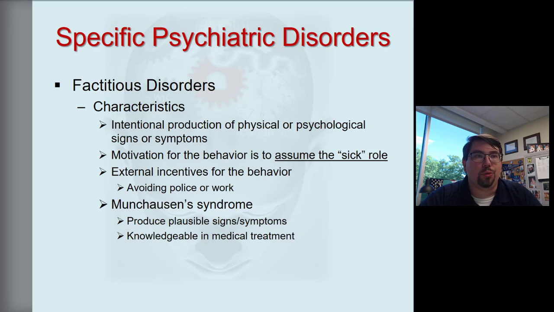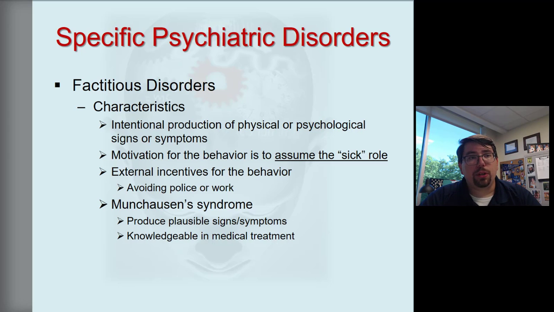So they're creating this storyline. The motivation for the behavior is that they want to assume the role of being sick, right? So they want to motivate themselves to be the sick patient. We oftentimes will see external incentives for behavior, like avoiding police or avoiding work. They're going to come up with some underlying condition because they're sick to get out of doing something they don't want to do. Even though they're suffering from that, we know that primarily we're going to continue to give them the utmost care that we can. We can't prove what they're telling us is not true, so we need to treat it as such.